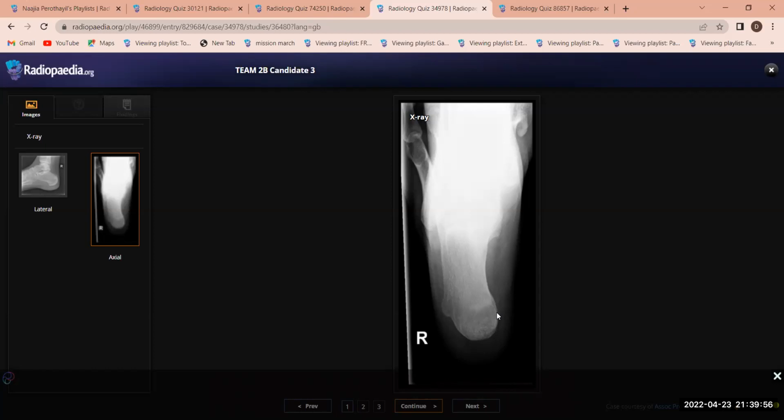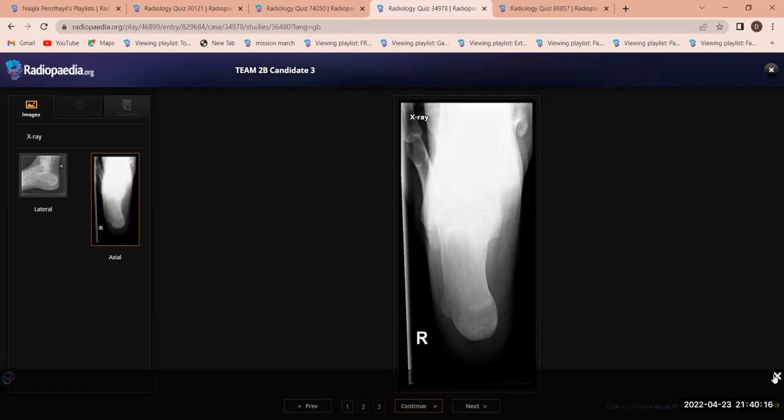And there is another pathology which appeared to be a pathology, but I would like to confirm it if there is some lytic areas involving the projection. So this can be a stress fracture of the calcaneum with adjacent soft tissue edema.